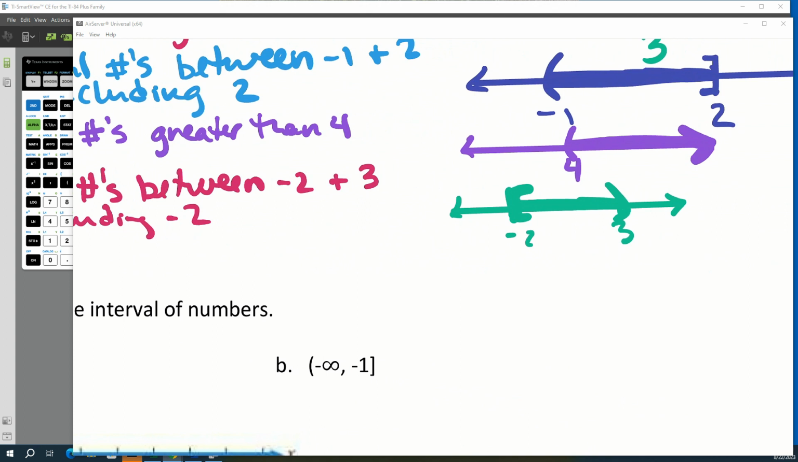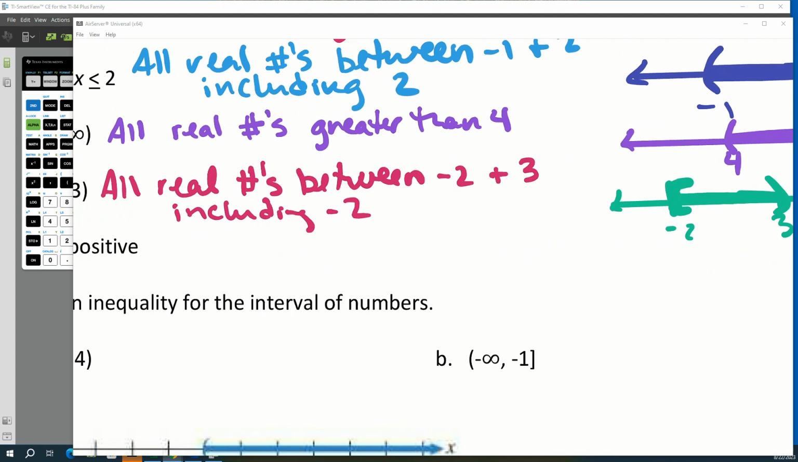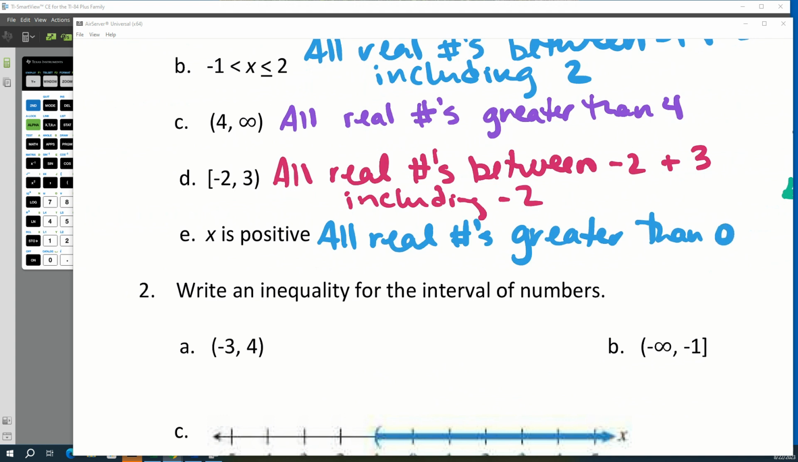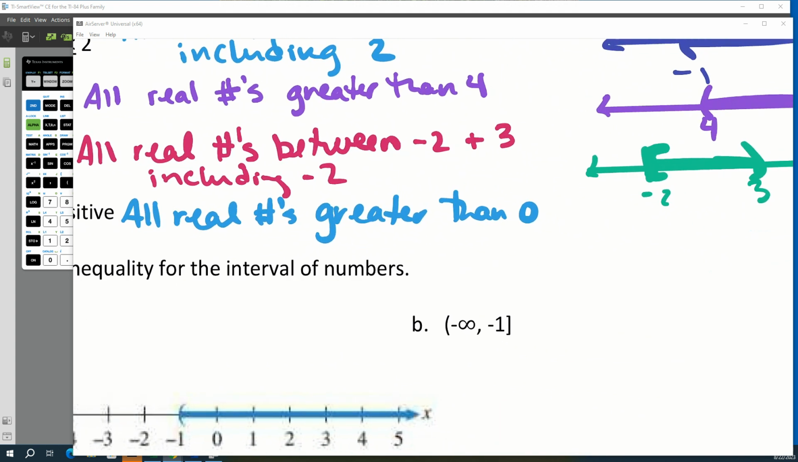All right, and then for E, we want to interpret the meaning of X is positive. So again, we're going to start off with all real numbers. How can you describe the real numbers that are positive? Greater than 0. Nice job. Greater than 0. Do we include 0? Is 0 positive? 0 is neutral. We don't include it. All right.